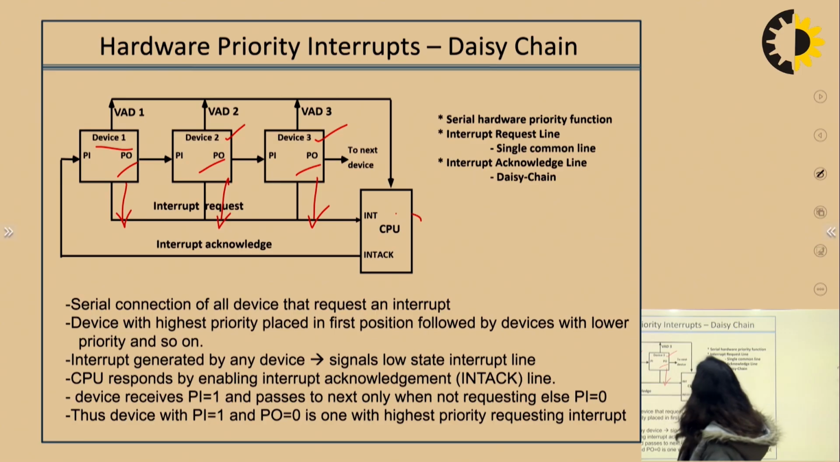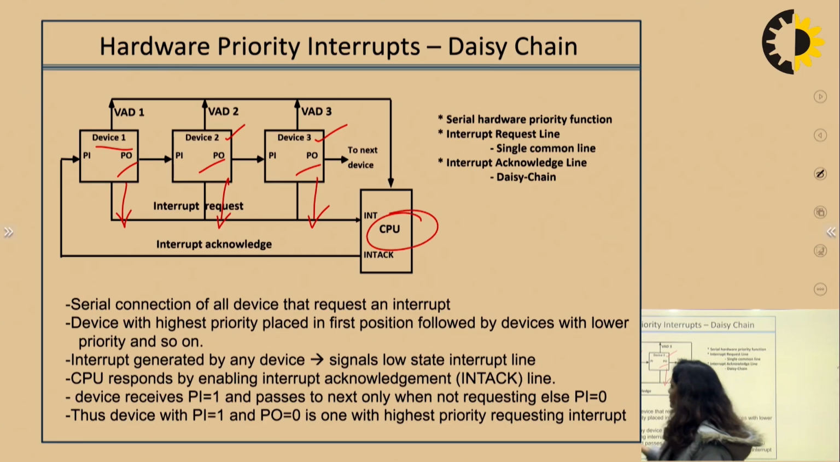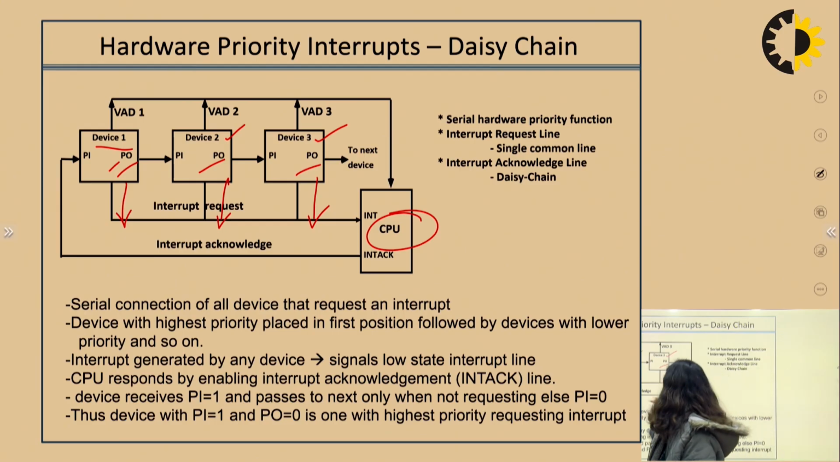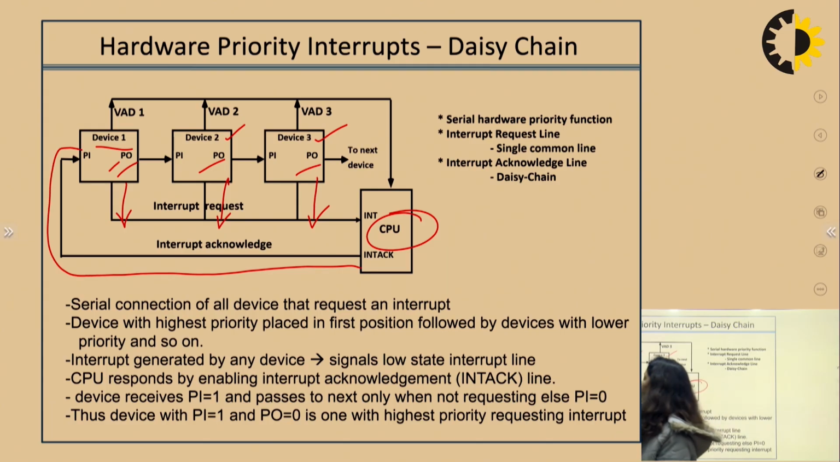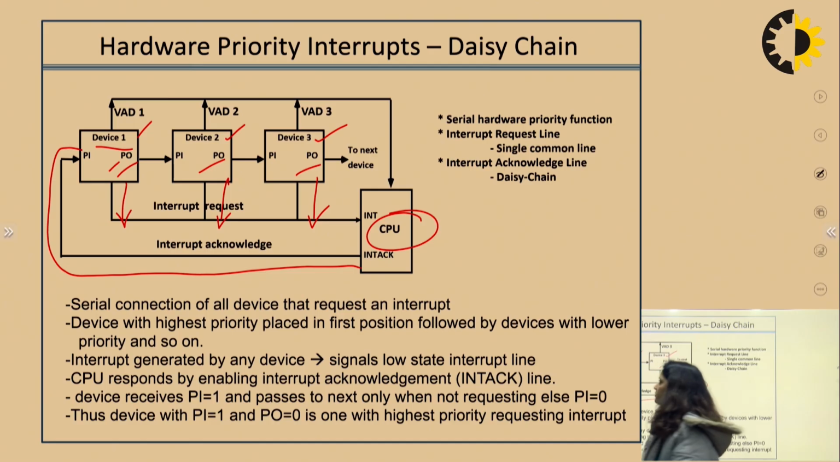So which one is the CPU going to serve first? As we said, device 1 is connected first in this block diagram, so it has the highest priority among all 3 devices. So when all 3 of them are generating requests, the CPU is going to serve the first one by default. We can see this connection. It will send an acknowledgement to the first one, so whatever task device 1 wants to perform, it will perform.